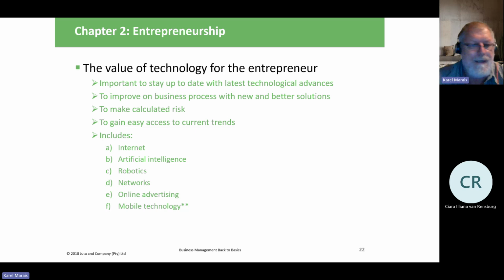There's a whole list of things there: the internet, AI, robotics, networks, online advertising, mobile technology, all of that stuff. At current, if you look at just one of those, and that's AI, if you look at what people are using AI for. So I spoke to a guy the other day who is an entrepreneur, who's got his own business. And he said to me, ChatGPT is just the thing for him, because he can speak to ChatGPT and ask for ideas and discuss his ideas with ChatGPT and get sensible answers.